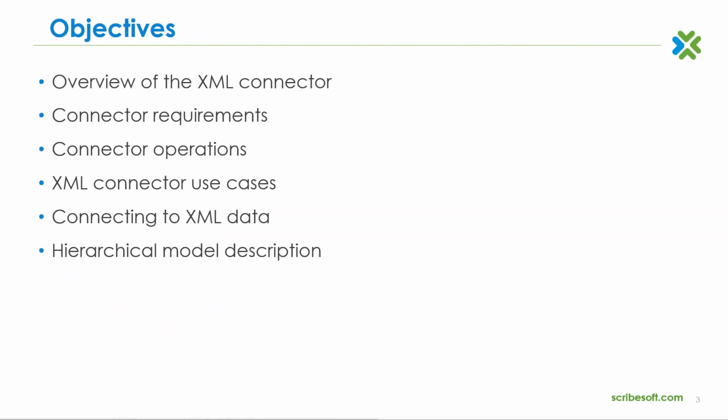So we'll start out with just an overview of the XML connector in general, and then we'll take a look at some of the requirements for using it, and then look at the operations that are available when you're using the connector. There's some new stuff in Scribe that we've added to support the connector and hierarchical data in general, and we'll look at that. Talk about some of the use cases like we just talked about, and some of the other use cases you would have for the way we've designed it, how to connect to the data in particular, and then we'll have some demos around that connectivity as well as the hierarchical model and how you use it within the Scribe UI.